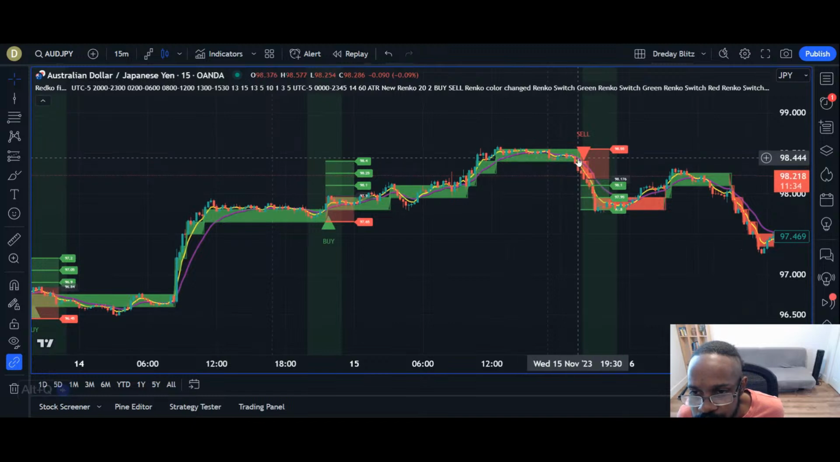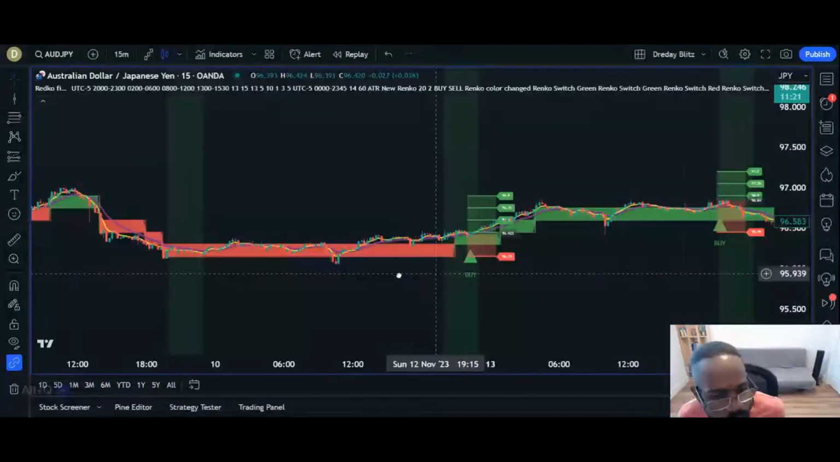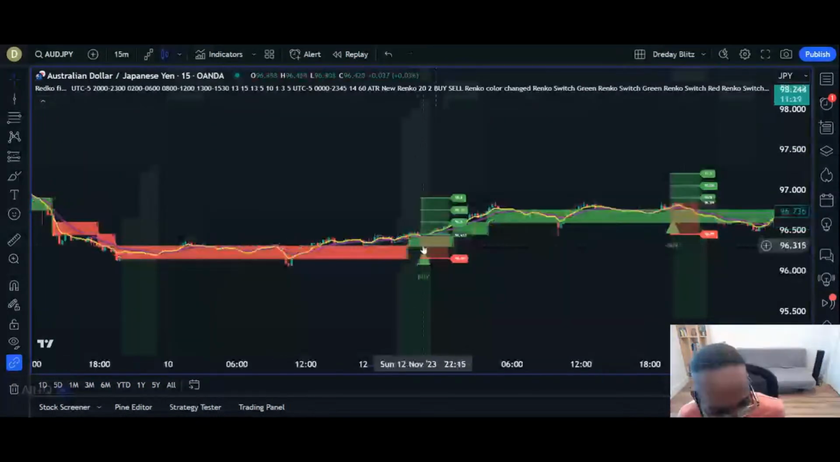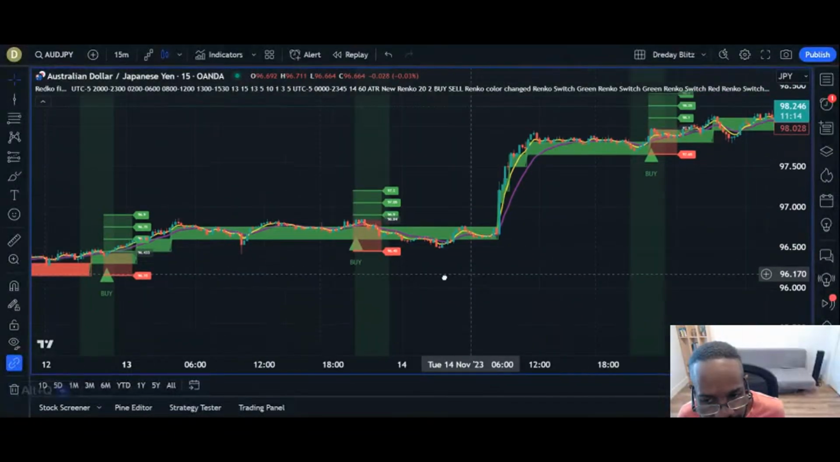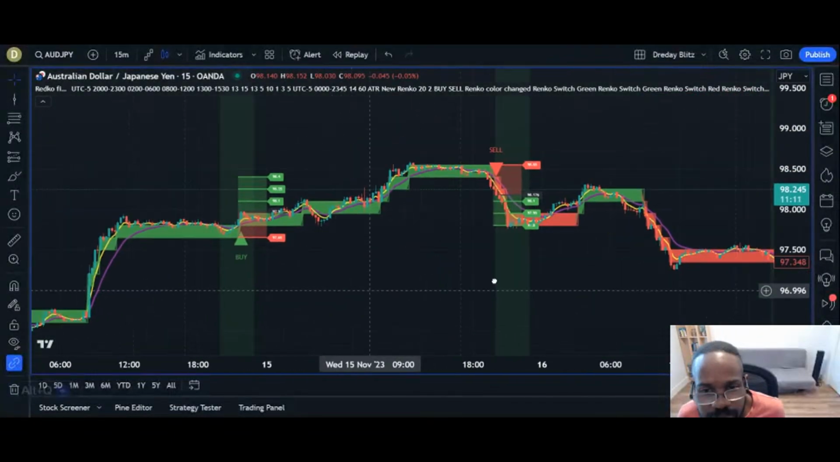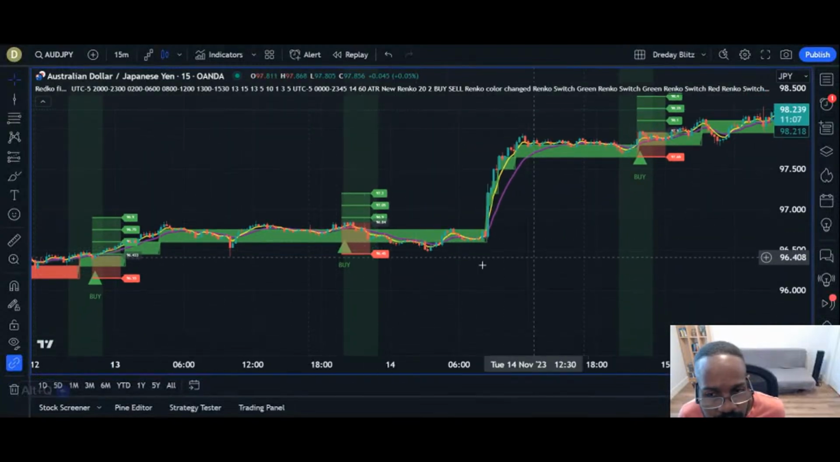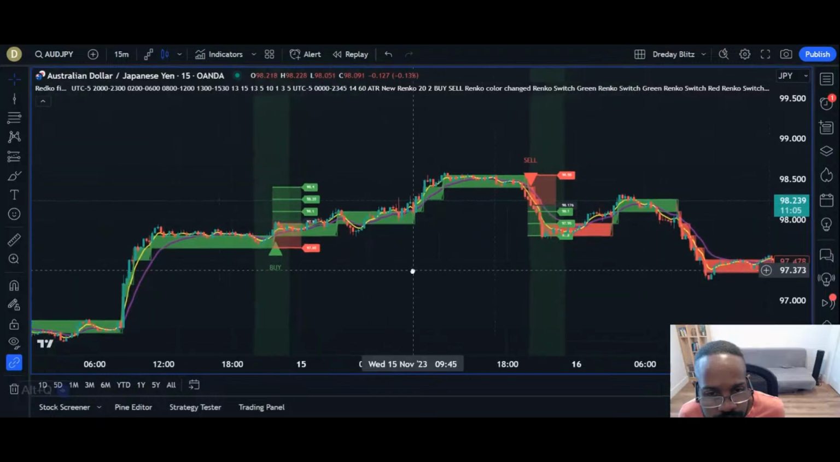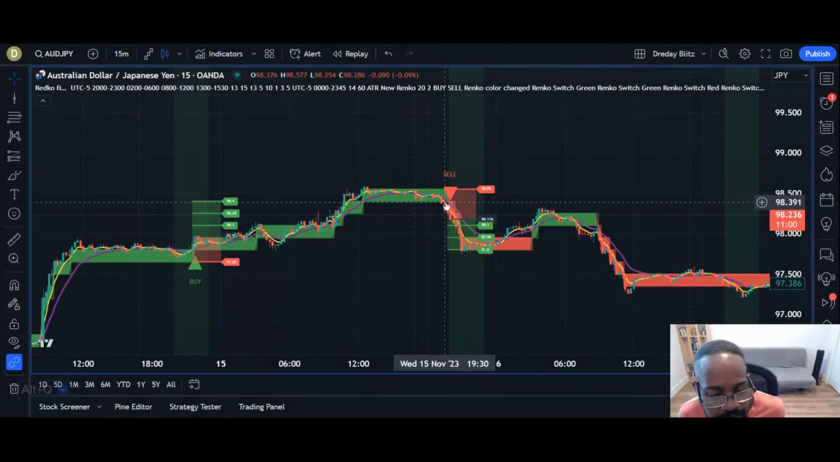But as you can see, we only received that signal here on Wednesday, the 15th of November. So this trade started on the 12th. You would get out on the 15th. And between that time, you had two other buy signals that came in, 1 and 2, and all of them hit TP.